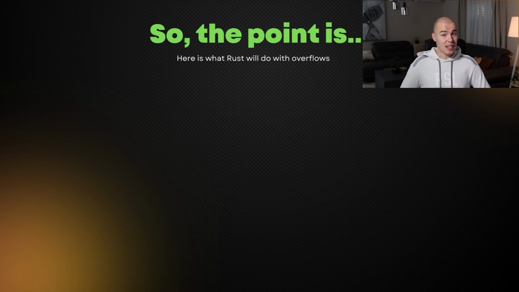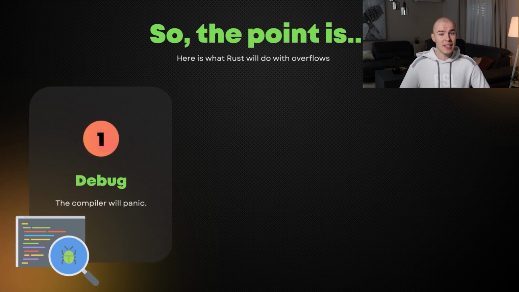Okay, the next thing that we need to know is the fact that Rust has 3 different things that it can do when an overflow takes place. The first scenario is going to happen when we are in debug mode. So basically, when we are running our application in debug mode, the compiler is going to panic every time that we have an overflow taking place.